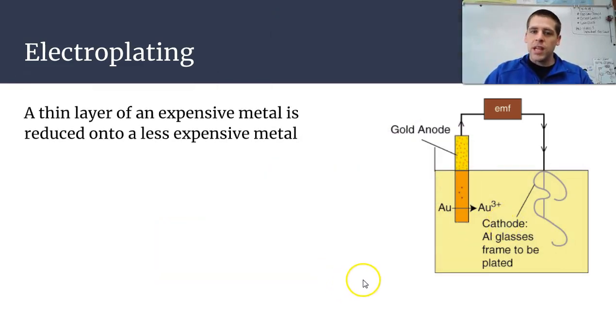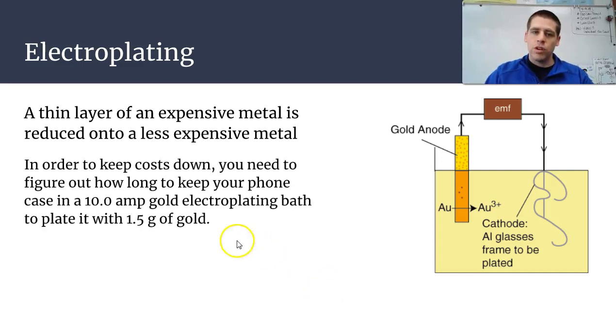So in electroplating, a very thin layer of an expensive metal is typically reduced onto a much less expensive metal. So picture a situation where you want to electroplate your phone case to coat your phone in gold, right? In order to keep costs down, you don't want it to electroplate too much because the gold is expensive. So we have a 10 amp electroplating bath, and we want to plate it with 1.5 grams of gold. So we figured out that 1.5 grams is the amount that's going to give us a good thickness.